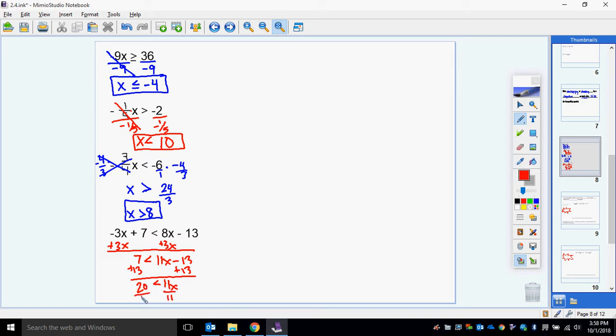And neither does dividing by a positive number. Divide by 11 and you get 20 over 11 is less than x. The other way you can write that is x is greater than 20 over 11. Look how the alligator's mouth is eating the x in both of these. Okay, so I had to flip my inequality for the first three, but I didn't have to for this last one.